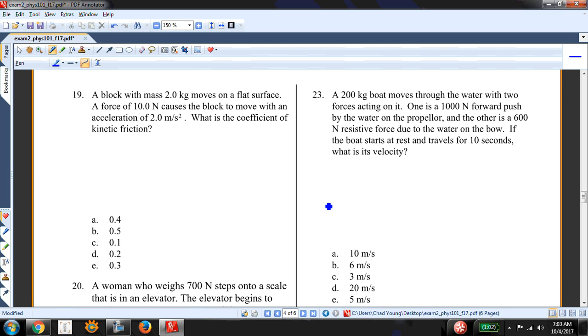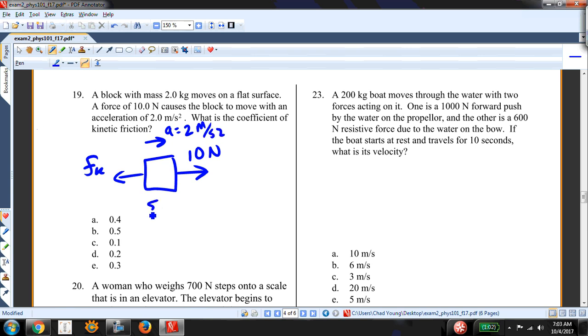A block of mass 2 kilograms moves on a flat surface. It has 10 newtons that cause it to accelerate at 2 meters per second squared. What is the coefficient of kinetic friction? So I have a 10 newton force in this direction. I have some kinetic friction in this direction. I don't know what it is, but I know that the net acceleration is equal to 2 meters per second squared. So I say the sum of the forces equals ma. 10 minus Fk is equal to mass times acceleration. That's 2 times 2. So Fk equals 10 minus 4, or 6 newtons.